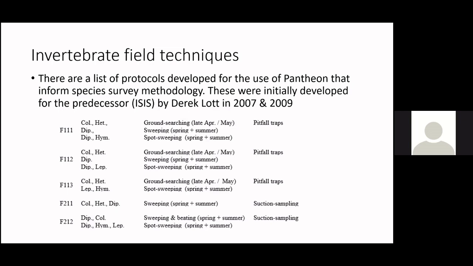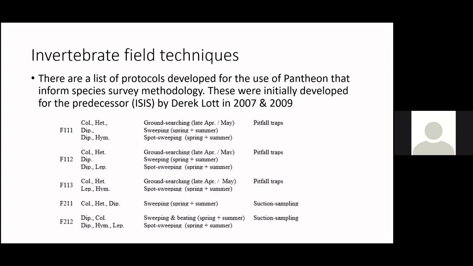The second column represents the different types of invertebrates that the methodologies will find. So col is Coleoptera, het represents the bugs, the true bugs, Diptera flies, Hymenoptera, Lepidoptera, and that probably goes through that list there.